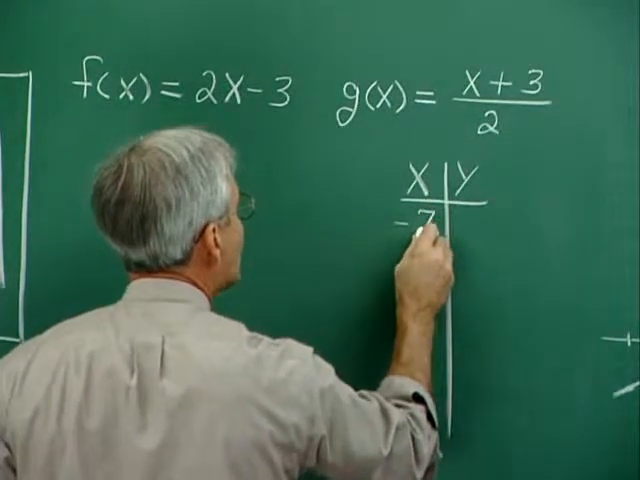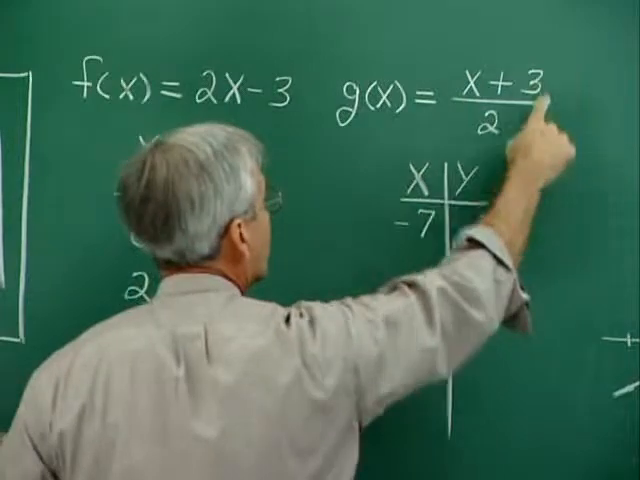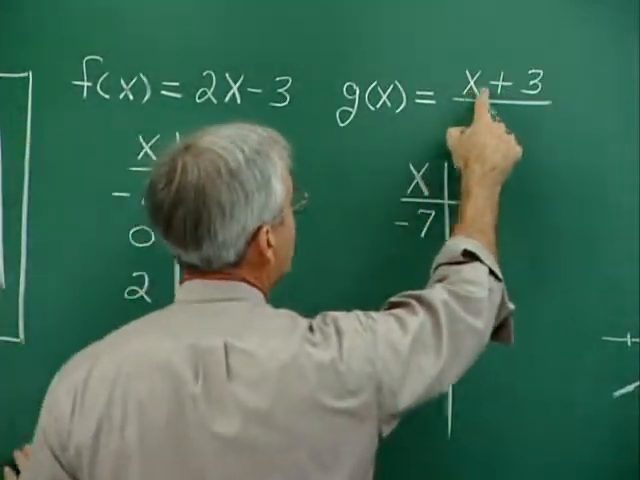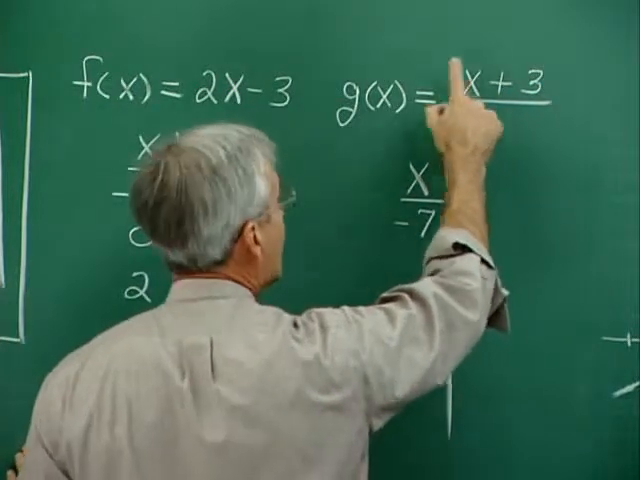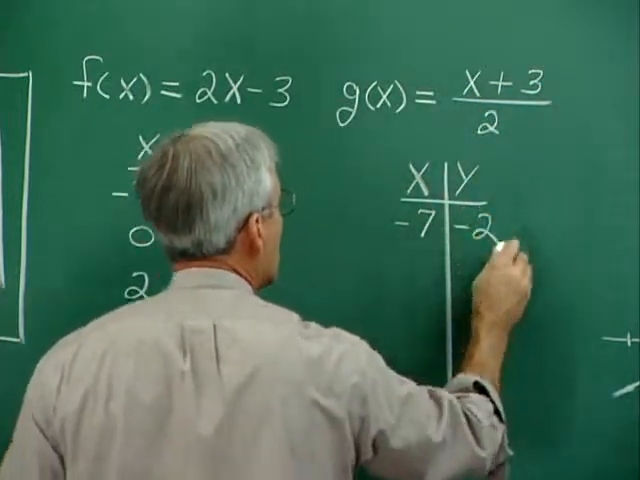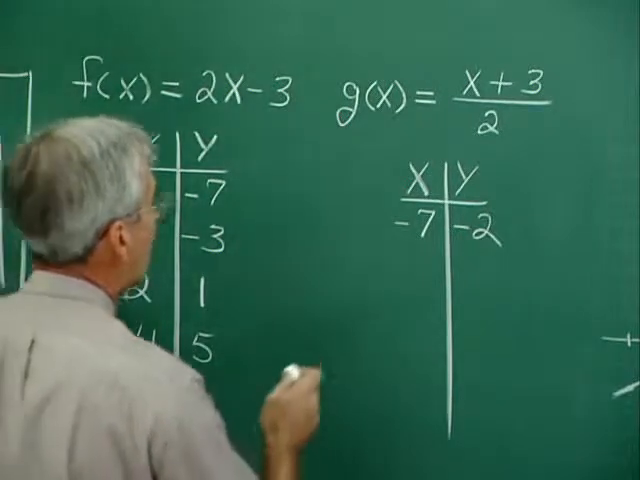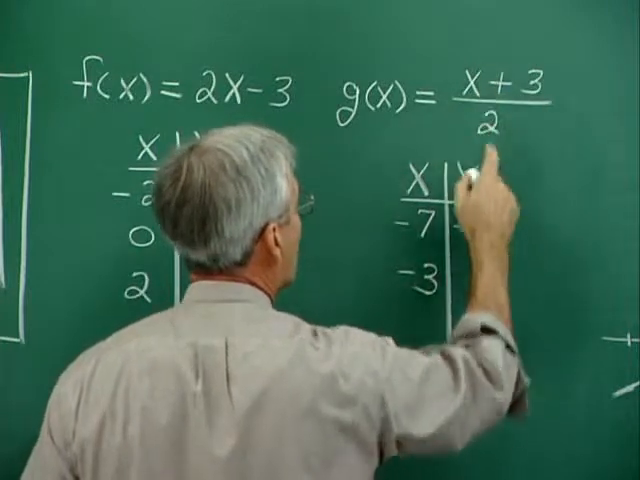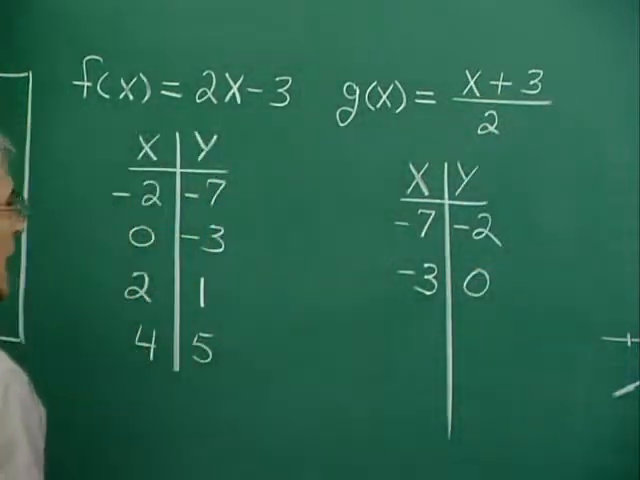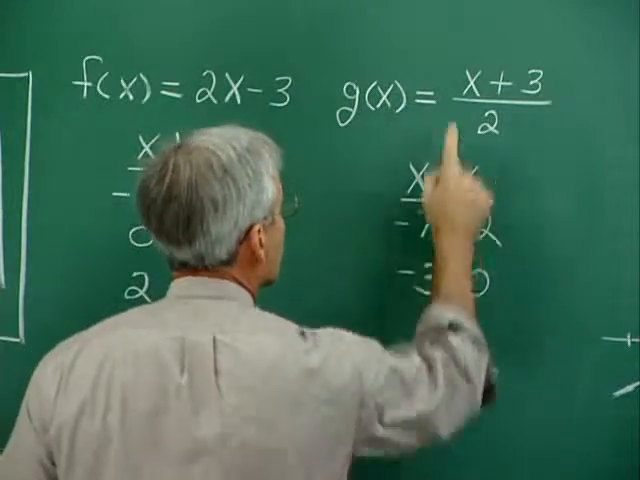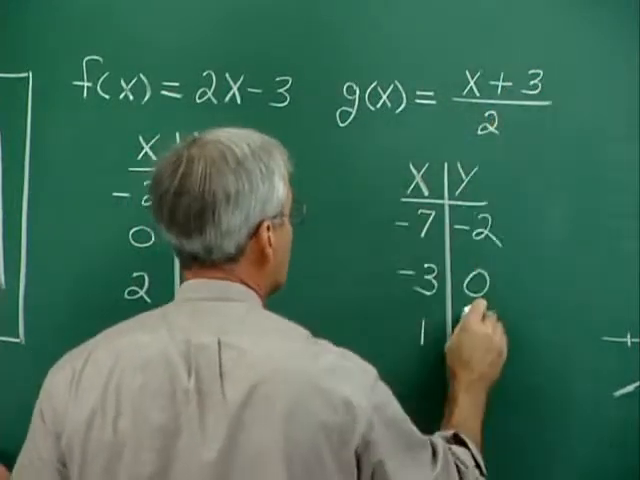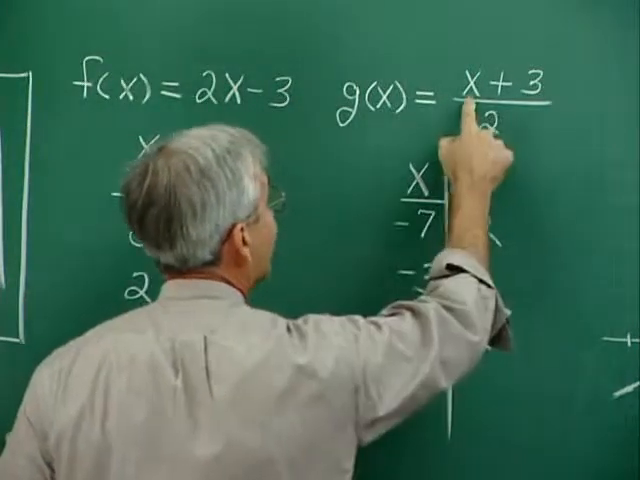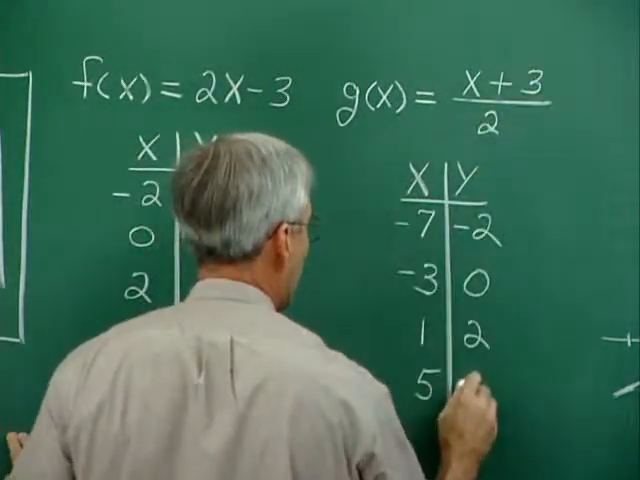Now, I'm going to choose values for x that are convenient for this calculation. Suppose I choose an x of -7. I would have -7 plus 3, that's -4. -4 over 2 is -2. Now let's suppose I choose an x of, let's say -3. That's pretty trivial. -3 plus 3 is 0 in the numerator. 0 over 2 is 0. Now an x of, let's say 1. 1 plus 3, 4. 4 over 2, 2. What about an x of, let's say 5? 5 plus 3, 8. 8 over 2, 4.